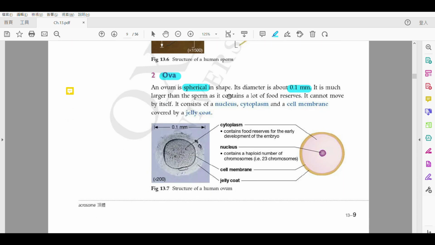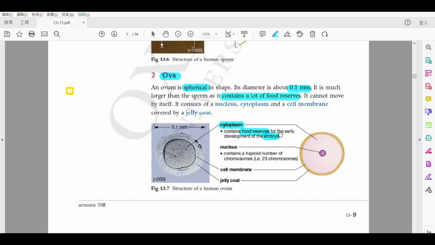So why is it larger? Because it contains a lot of food reserve. Where is the food reserve? The nucleus, the cytoplasm, the cell membrane, or the jelly coat? Of course, the answer is the cytoplasm. The cytoplasm contains the food reserve for the early development of the embryo.